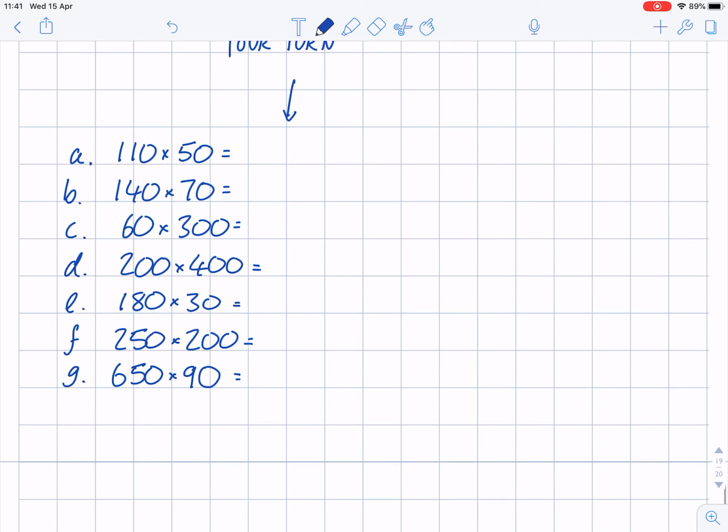So now it's your turn. 7 problems. Pause the screen when you're ready to start. Use my methods. If you need to have another look at them, please do so. Press play when you're ready to go through the answers.